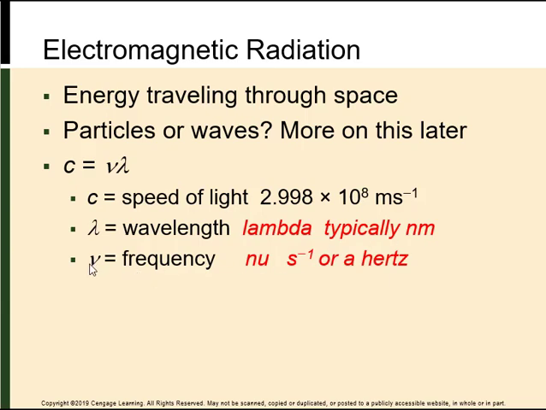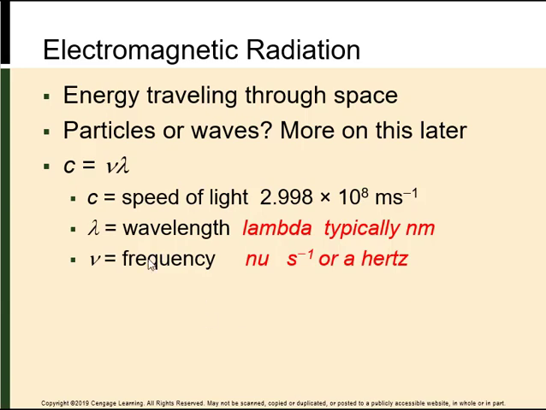And then we have frequency, denoted by the Greek letter nu, which looks like a v, and that refers to the number of waves that pass a given point in a unit of time, usually per second. The unit for frequency, written either as s^-1, which means inverse seconds, or 1 over s, stands for 1 oscillation per second, and that's called a hertz.